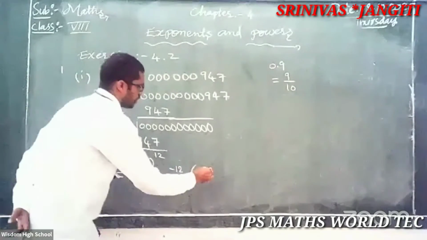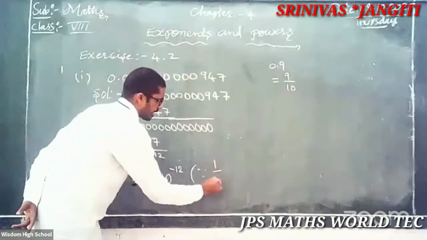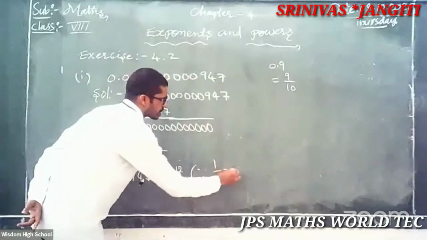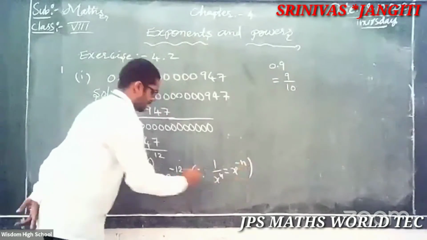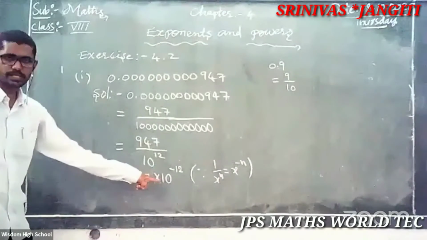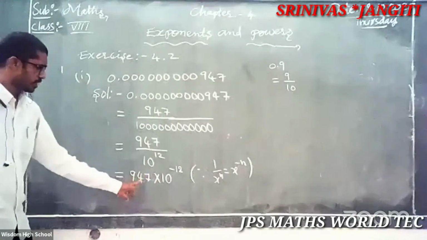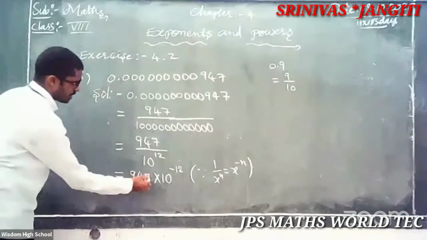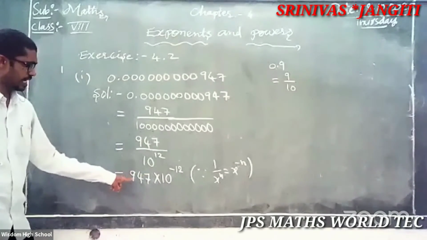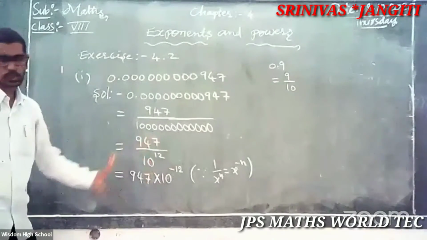Why, sir? You will know. What is that? 1 by x to the power of n is equal to what? x to the power of minus n. Same way. You understood this? Then after, what is here? No point is here, only one side. So it is 947 into 10 to the power of minus 12.